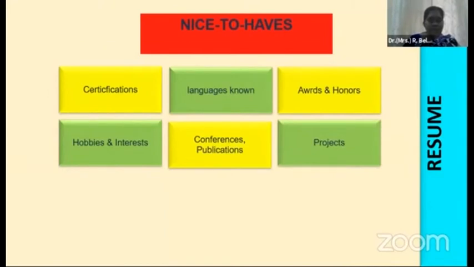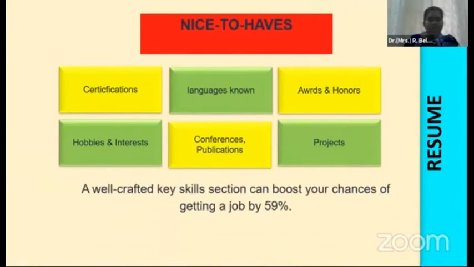Any project you have done, please do not forget to add these, because these are USPs, unique selling properties. This gives you unique selling power. It gives you an edge over the others. So you can add these, especially awards and honors, conferences and publications, projects and certifications. A well-crafted key skills section can boost your chances of getting a job by 59%. Include soft skills and hard skills. Soft skills are skills like interpersonal relationships; we are going to dwell on it more a little later. And hard skills are your academic skills.